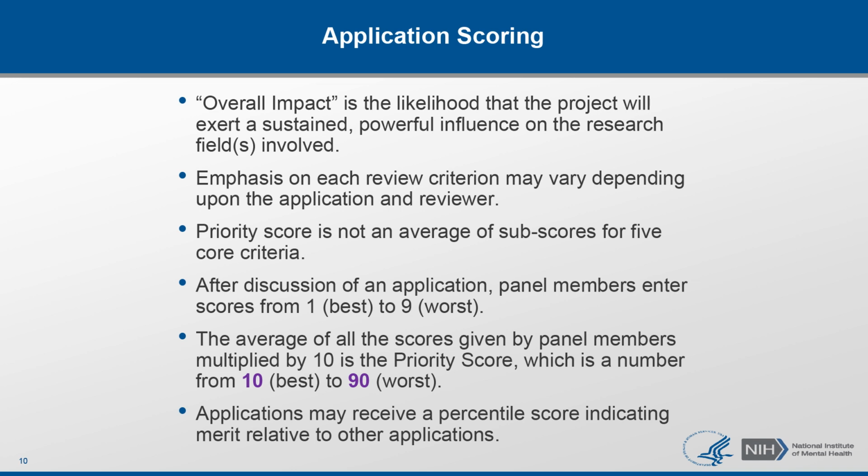Now, applications may also sometimes receive a percentile score, which is really indicating the relative merit with respect to other applications. So you can get a certain priority score, but that's a number you don't really know how that compares. Where other applications in the pool, they have better priority scores, worse, where did yours land? But if an application is 20th percentile, that basically tells you that it's sort of at the top, in the top 20%, towards the bottom of that range.